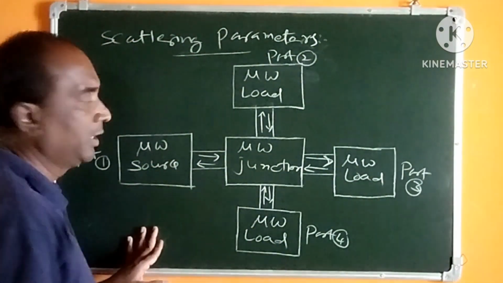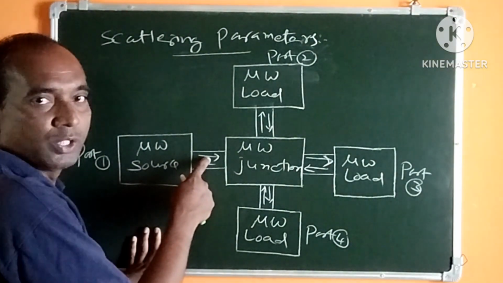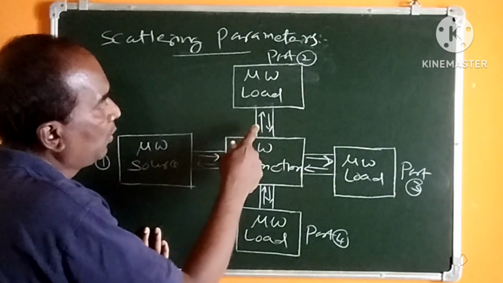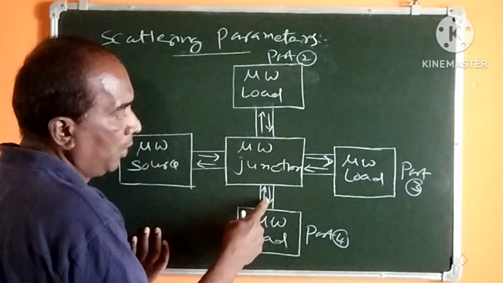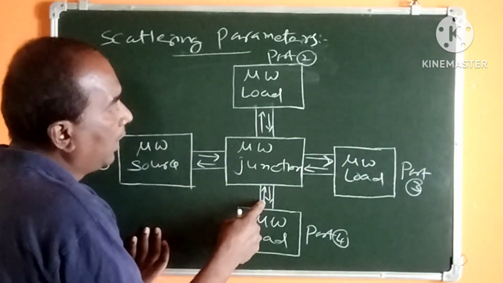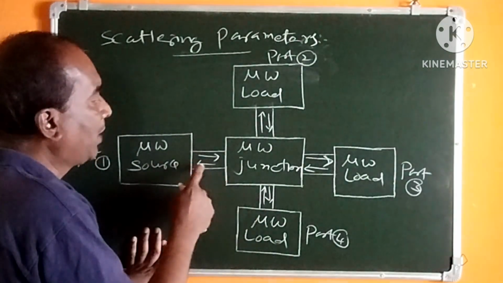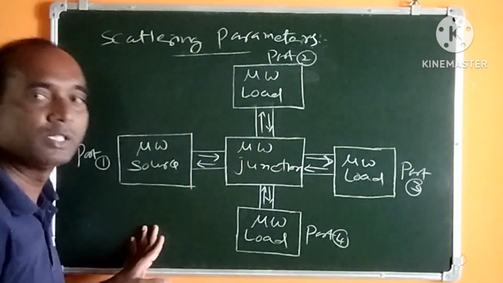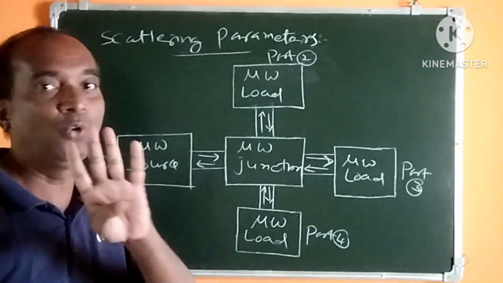Now you can see that through port 1 we are applying the microwave signal. It may come out through port 2, port 3 or port 4. Whatever remaining power there is may come out through port 1. That means when the signal is given at one port, we are getting 4 outputs.